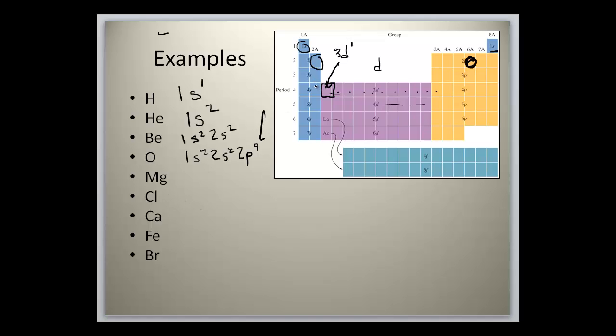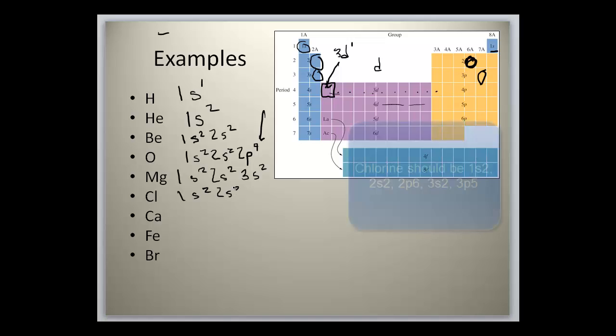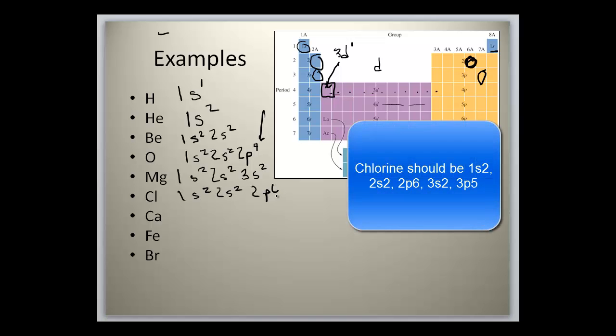Magnesium, which is here, would be 1s2, 2s2, 3s2. Chlorine, which is here, would be 1s2, 2s2, 2p6.